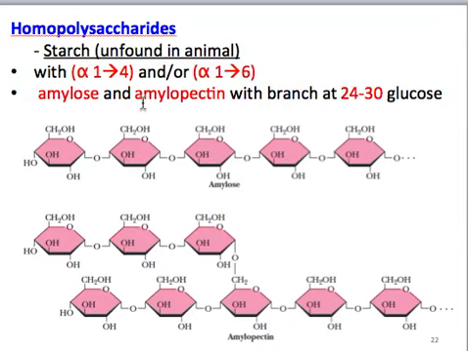There are two subtypes of homopolysaccharide in starch. Those are amylose, which has a linear unbranched polysaccharide structure, and only alpha-1,4 glycosidic bonds are found. Another one, amylopectin, has a branching polysaccharide structure, and alpha-1,4 as well as alpha-1,6 glycosidic bonds are found. Alpha-1,6 is found only at the branching point.